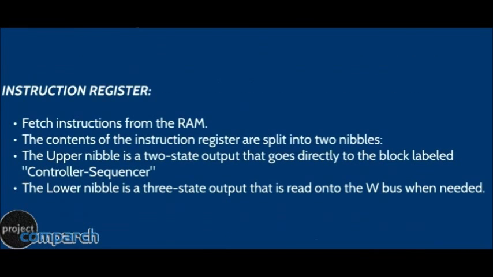Instruction register. Fetch instructions from the RAM. The contents of the instruction register are split into 2 nibbles. The upper nibble is a 2-state output that goes directly to the block labeled controller sequencer. The lower nibble is a 3-state output that is read onto the W bus when needed.